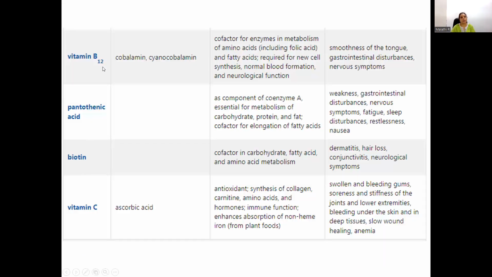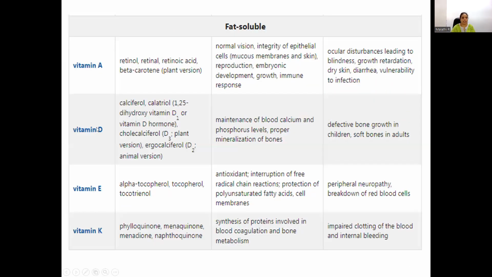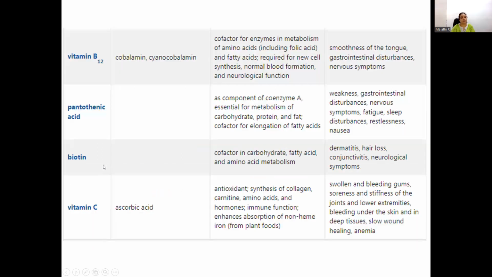The lipid soluble vitamins include vitamin A, D, E, and K. So there are four vitamins which are fat soluble in nature, or lipid soluble in nature. So we are going to see them one by one.